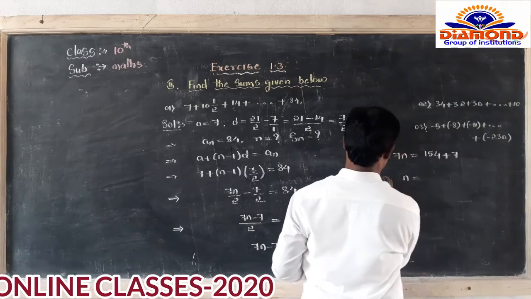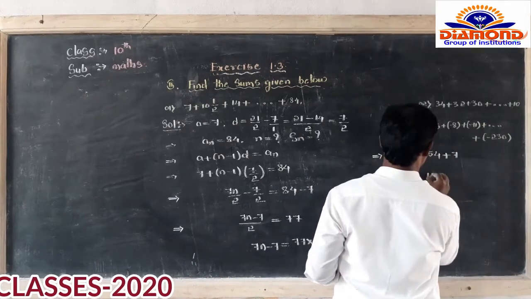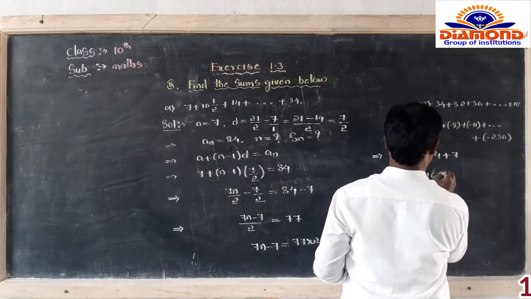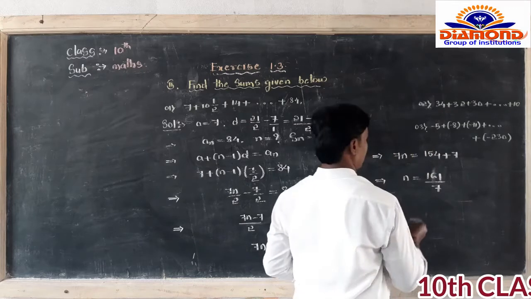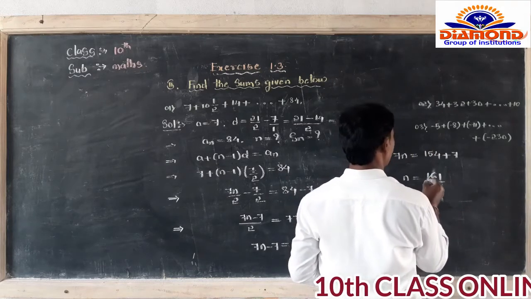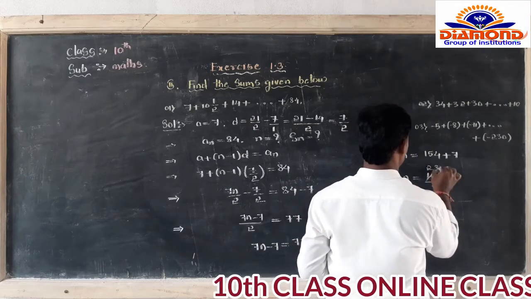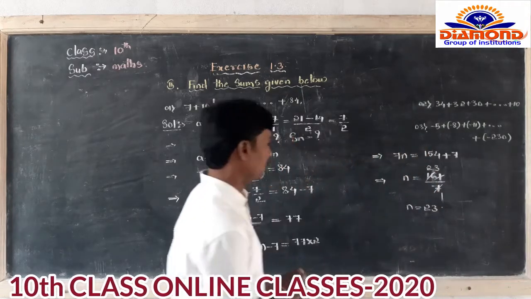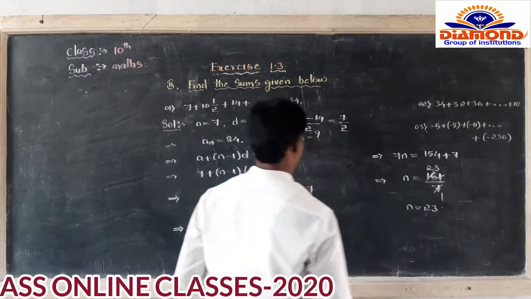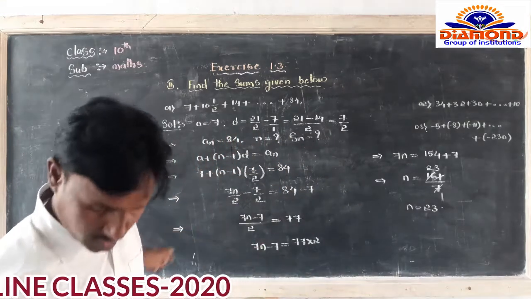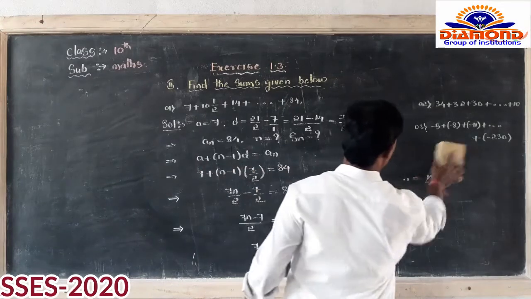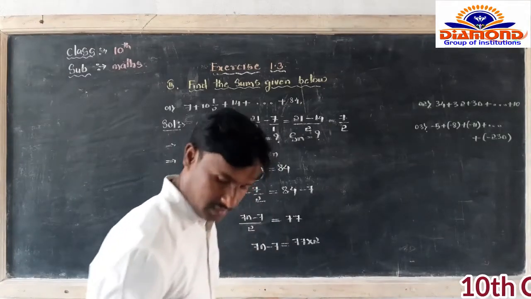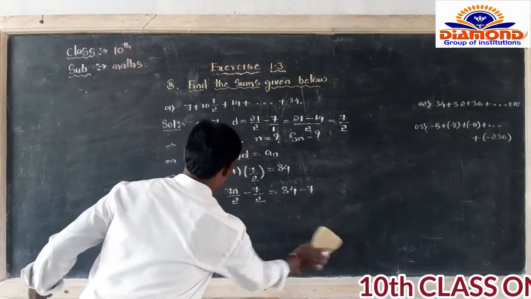Then n is equal to 161 divided by 7. Now 7 ones are 7, 7 twos are 14, 7 threes are 21. N is equal to 23. Sorry, I want to go to this side, dear students, because we want to again find out the sum. From this step I will do it again.